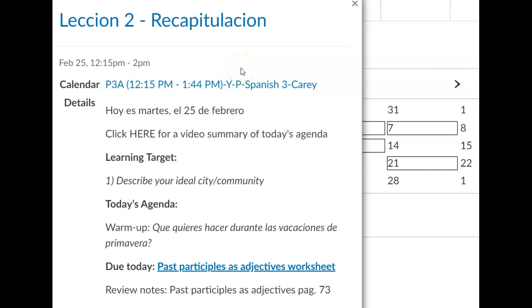Aquí tienen el horario para hoy, martes, el 25 de febrero. Your learning target for today as we wrap up Lección 2 is to describe your ideal city and or community.